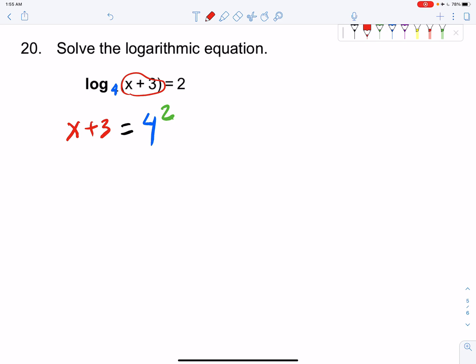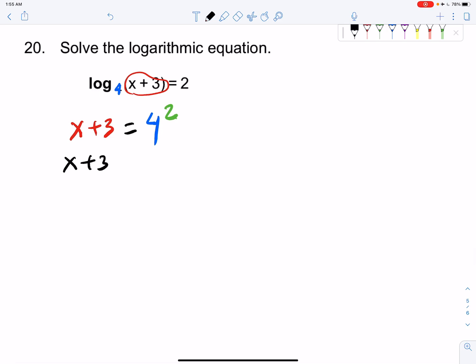Well, I like that new equation. It gives me the same exact answer as the old one. I like it much better because all I have to do is, this is x plus 3 equals 16, subtract 3 on both sides, and x equals 13.